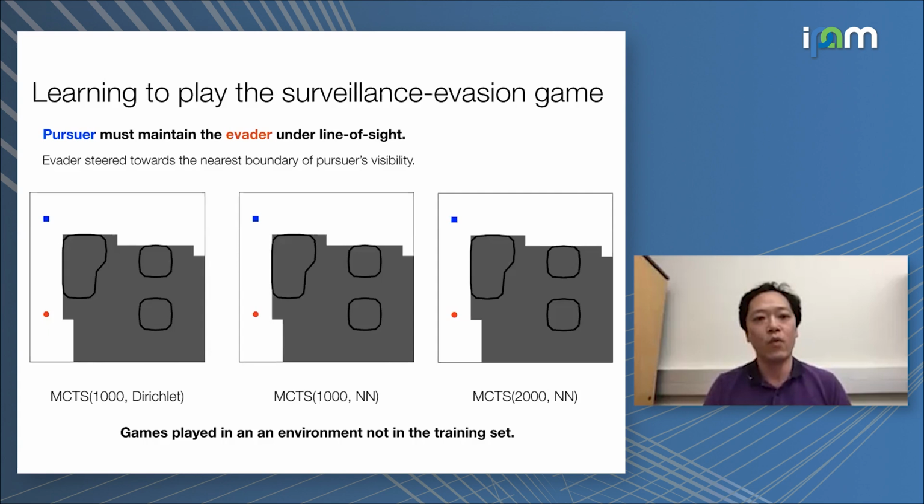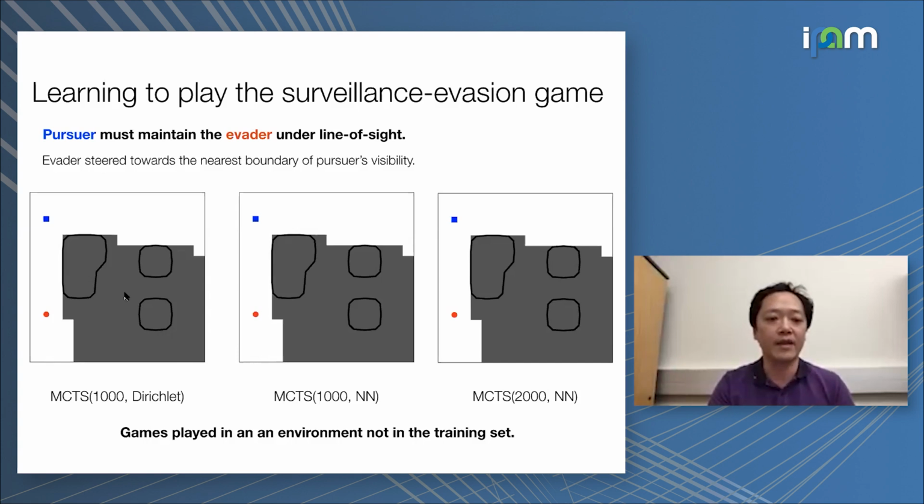So here, what we're seeing is an environment containing three obstacles. These three obstacles are not in the training set. In the training set, we have placed other similar obstacles, a different number of them, in order to train the policy network and the value network.